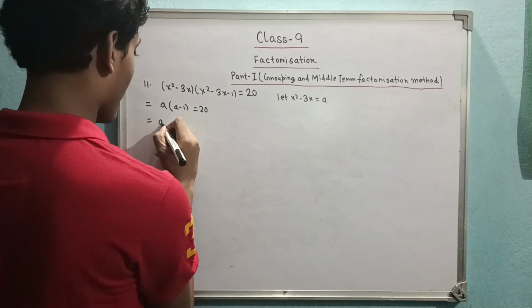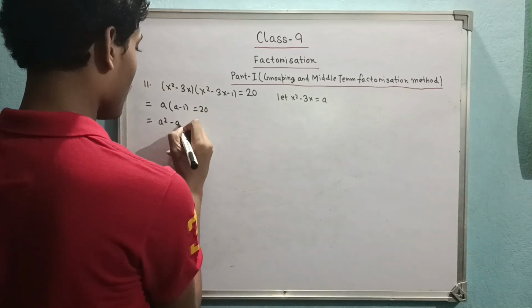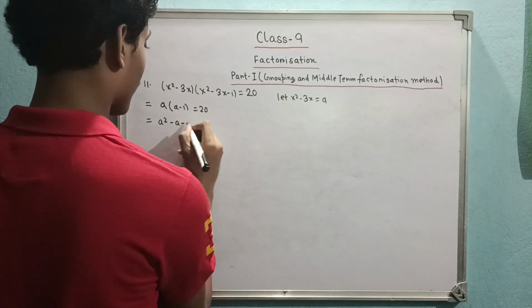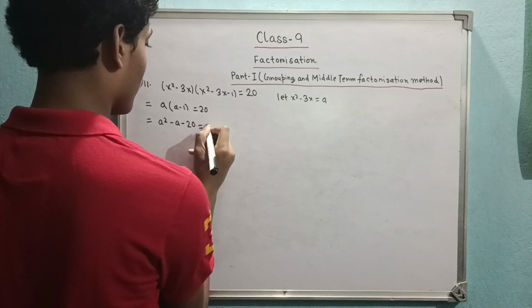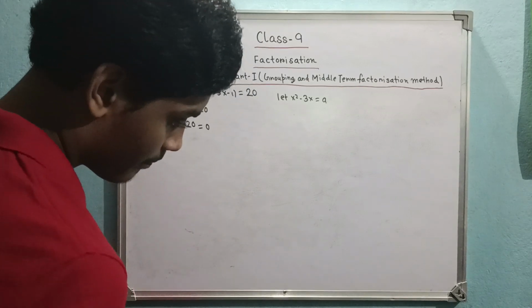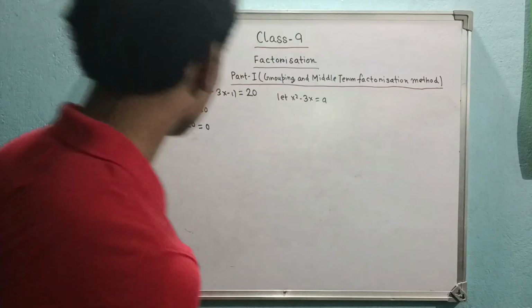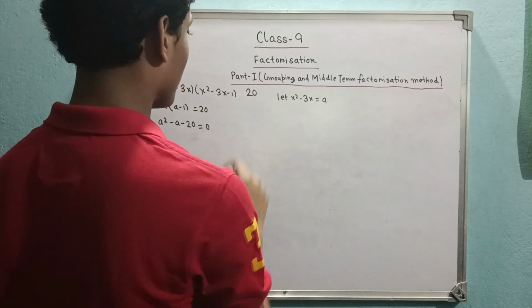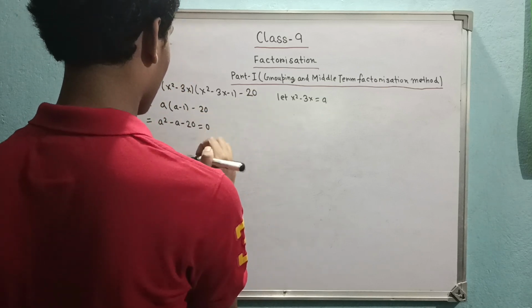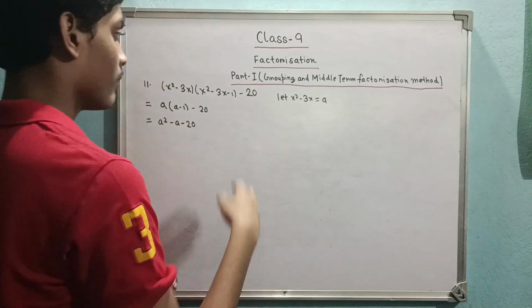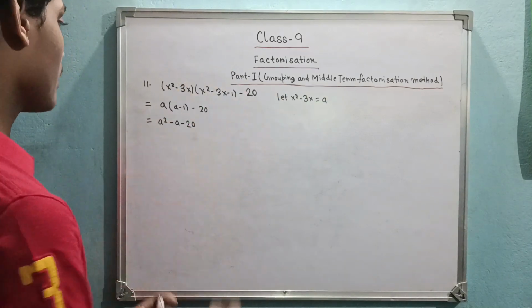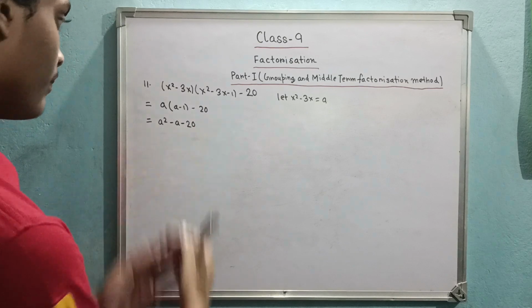So a into a minus 1 gives a square minus a. I shift this 20 to this side, minus 20 equal to 0. Okay, so here we made a mistake. It was not equal to, guys. It was minus only. Okay. Better news, no need to substitute the value of 20. Directly it is given. So now we got the equation.